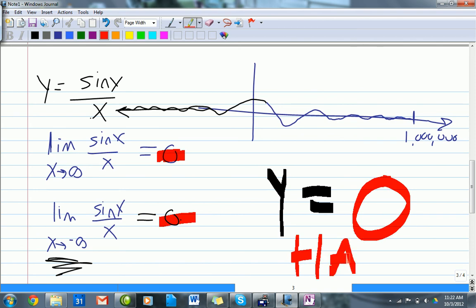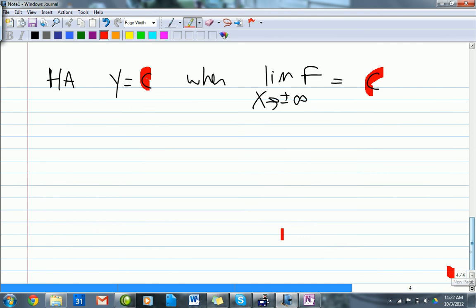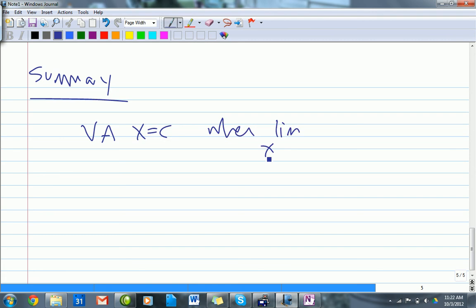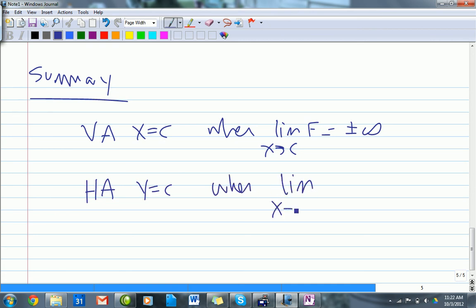So to summarize, we now have two ways to think about limits, and not only that, but asymptotes. We have a vertical asymptote, x equals c, when the limit as x goes to c equals plus or minus infinity. We shoot up or shoot down around c. And we have a horizontal asymptote, y equals c, when the limit as x goes to plus or minus infinity equals c. Note that both of these involve infinities, therefore we clump them together in limits involving infinities.